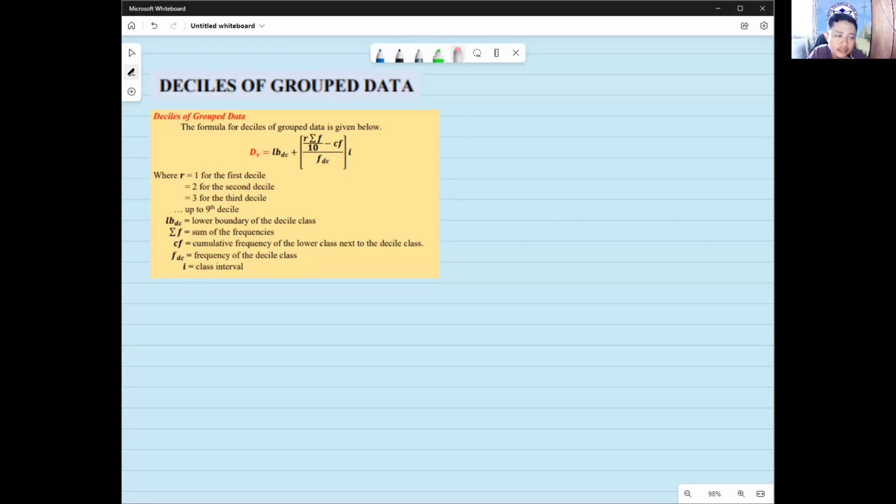Okay. Next, what else should we learn here? LB, the lower bound, that's also easy. We will do this later. Sum of the frequencies, the total. Cumulative frequency, yung mas mababa. Frequency of the decile class, and then the class interval. We already did this, but of course, for us to recall the process, we need to have an example. Okay? And this time, the process will be a lot easier because we need not do the preliminaries of making the FDT kasi we are already given the data. Let's take a look at this example.